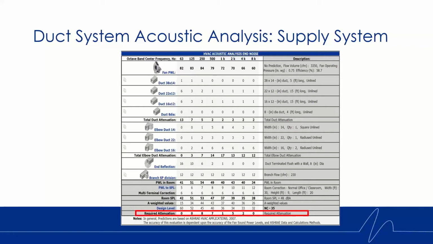We convert that to a sound pressure, incorporate the multi-terminal correction, meaning that we've gone from analyzing 1 terminal to 4. And you can see that red box at the bottom, that's how much required attenuation is needed to get the NC35. This analysis is showing us that currently we are not at NC35, we're too loud. We need to put in some sort of noise control measures to bring the sound levels down to meet the NC35.